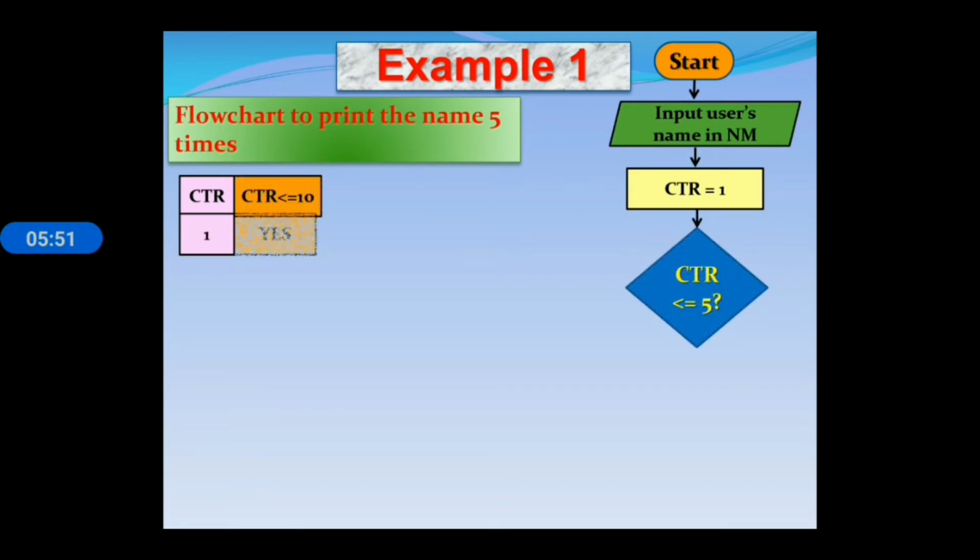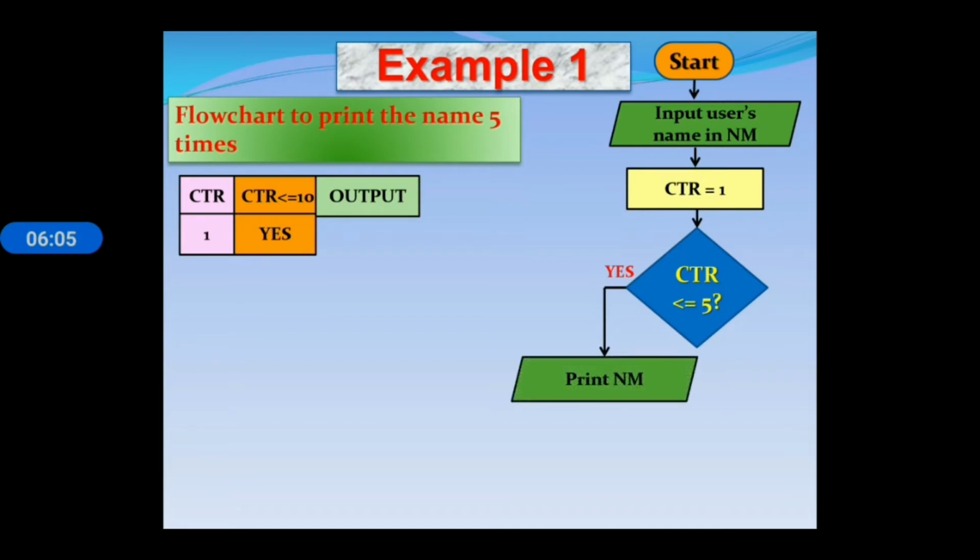Then in the decision box, it will check whether the value of CTR is less than or equal to 5 or not. Yes, it's less than 5, that's 1. Then it will print the value of name, whatever you entered in the name variable, that's the name.